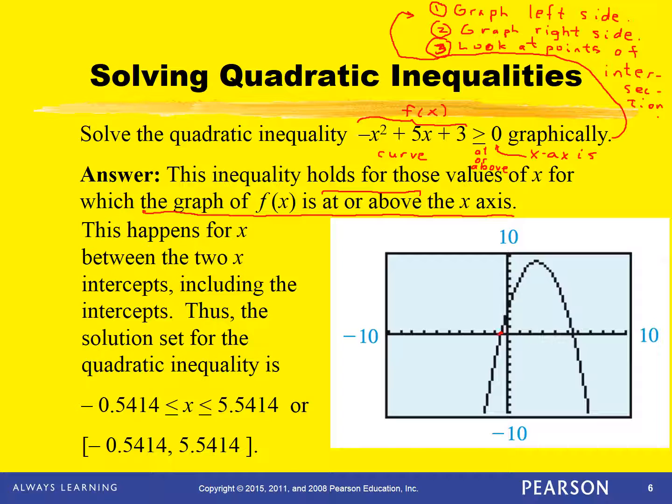This happens for x between the two x-intercepts. So here are two x-intercepts that you'd get if you graph this using your graphing calculator. And so we can see that for these x values in here, the curve is above the x-axis. Outside, to the left and to the right, the curve is below the x-axis. But in the middle, the curve is above the x-axis. Okay, it's above sea level.